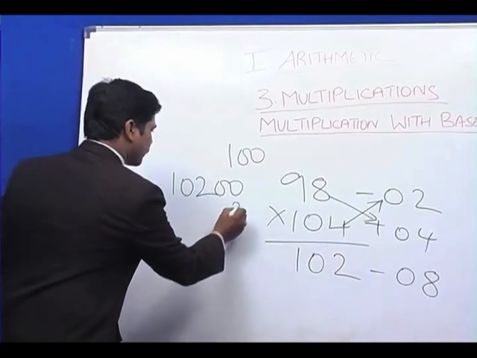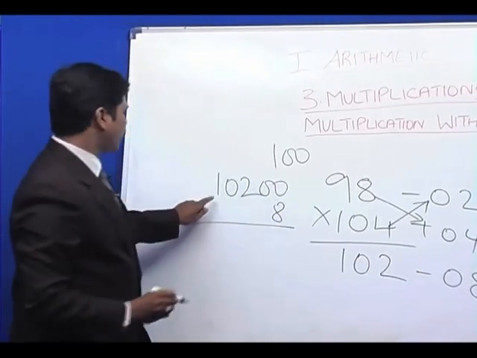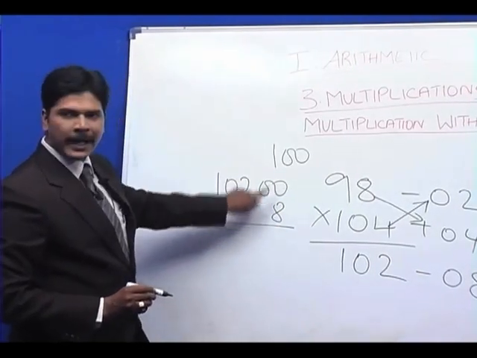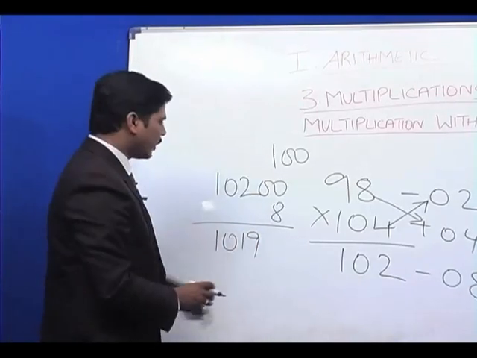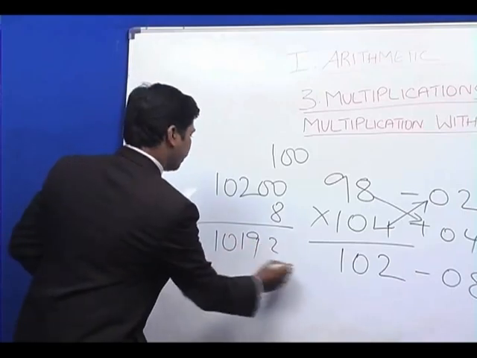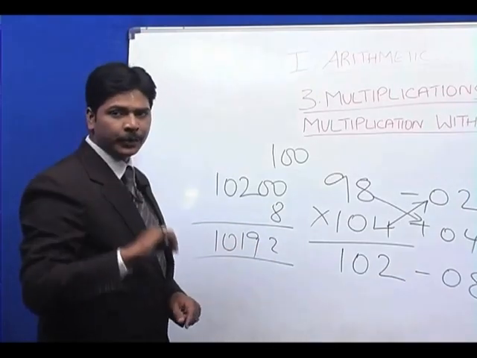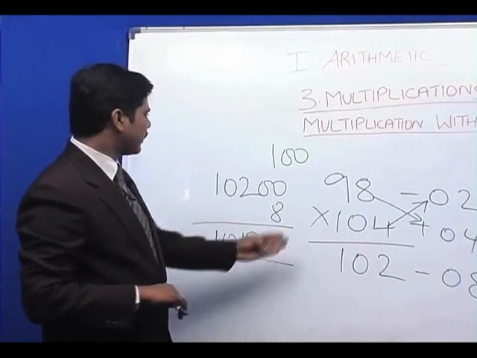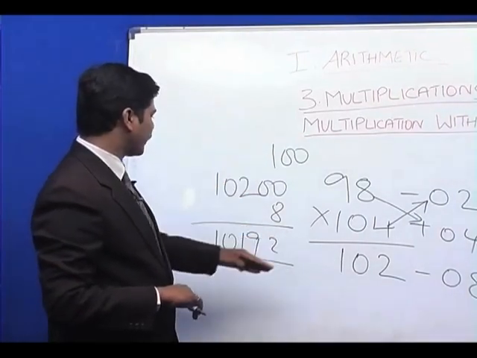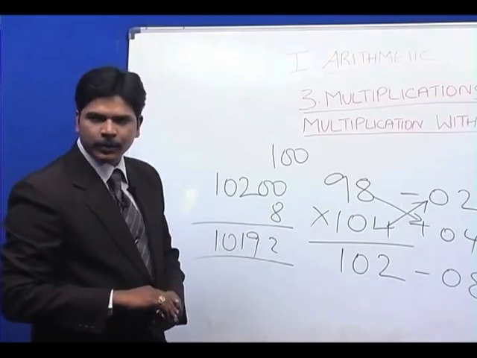So you got 8, right? So subtract 8 there. So 1020, a mismatch, you get 1019. Now 8's complement is 2. I think you all remember the subtraction technique which I taught you in the concepts of subtractions. I apply the same technique there. So when you multiply 98 times 104, you get 10192.